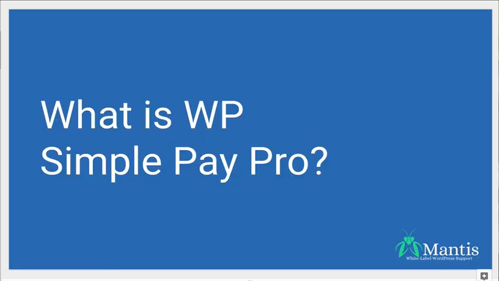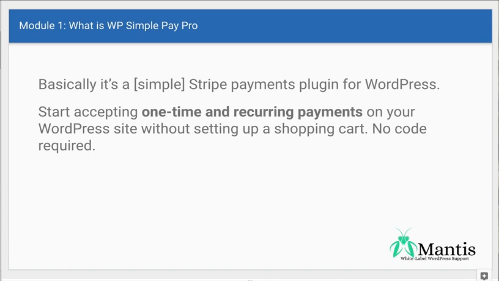All right, so hopefully you stick around, go through this course with us, and start making some money on your website. So what is WP Simple Pay Pro? Real quick, basically it's a simple Stripe payment plugin for WordPress. That's the simplest way to break it down. But you can start accepting one-time and recurring payments on your WordPress site without setting up a shopping cart, no code required.